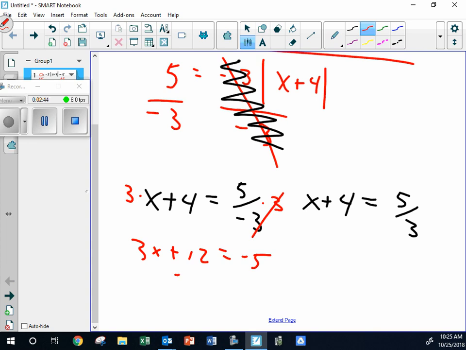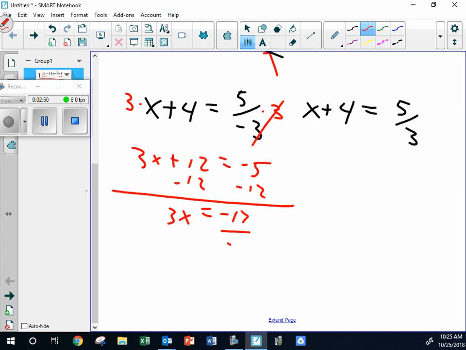Okay, so now I'm going to subtract 12 from both sides. 3x equals negative 17. And then divide by 3. And then there's my answer: negative 17 thirds. Wrong. Anybody catch that it wasn't actually correct? Do you remember that deal? What is that deal again?